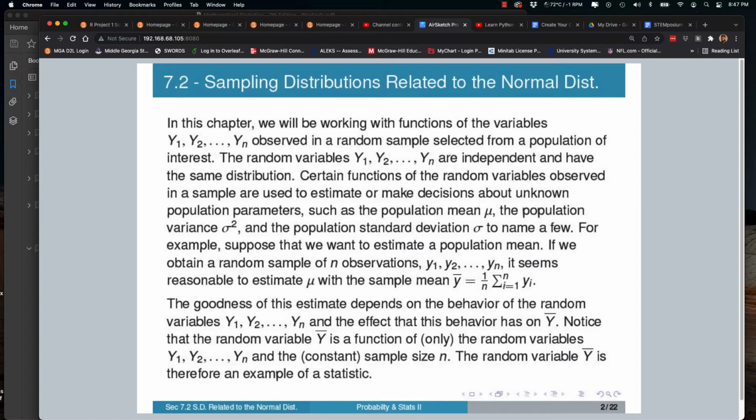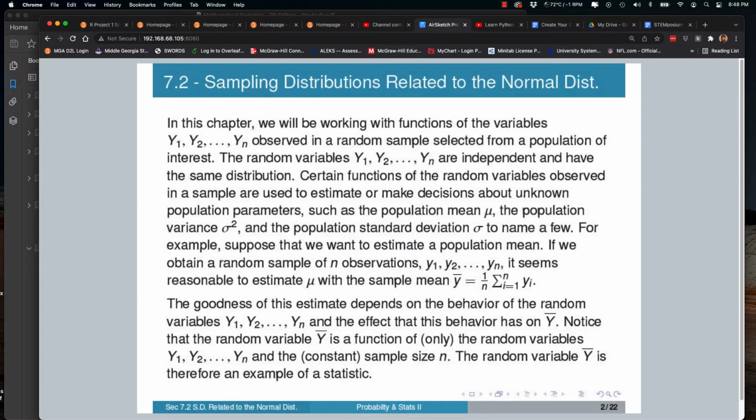For example, suppose we want to estimate a population mean, right? If we obtain a random sample of n observations, little y sub 1 through y sub n, it seems reasonable that we can estimate mu with the sample mean y bar. And if you've had a class where you've done any kind of confidence interval or hypothesis test revolving around the mean, then we used the sample mean to estimate something about the population mean mu. The goodness of this estimate really depends on the behavior of the random variables y sub 1 through y sub n, and the effect that this behavior has on y bar.